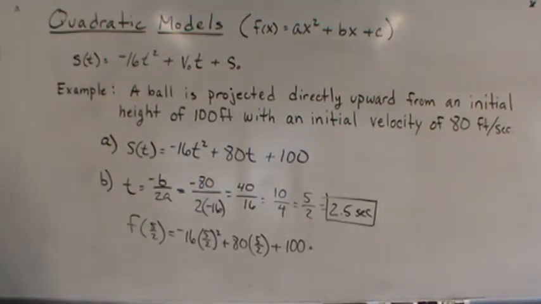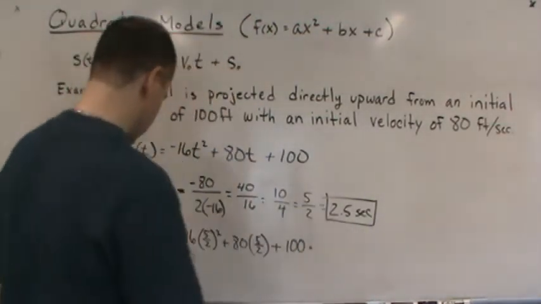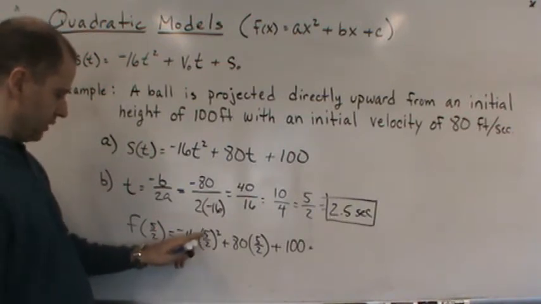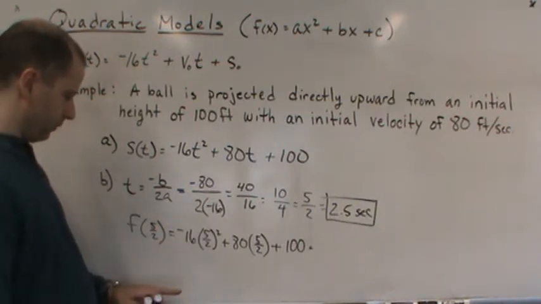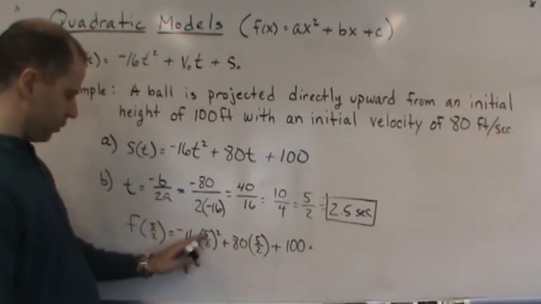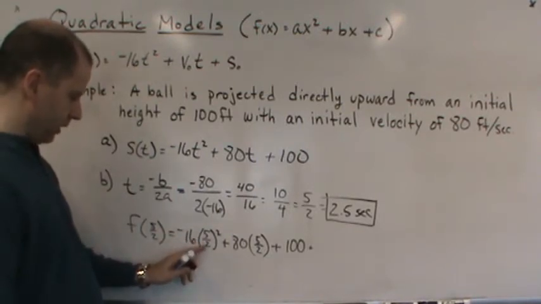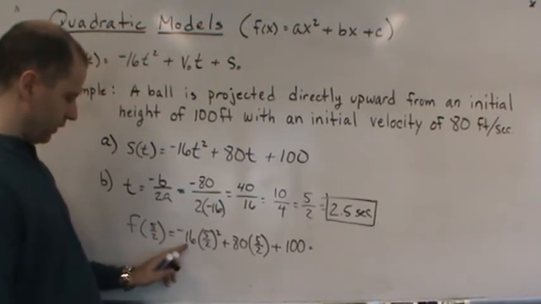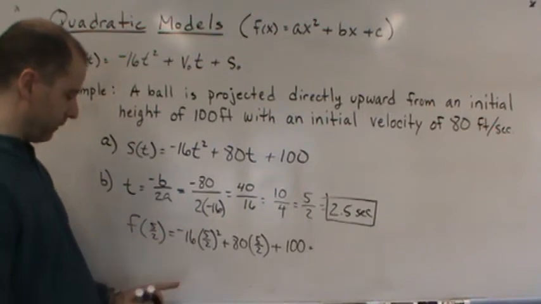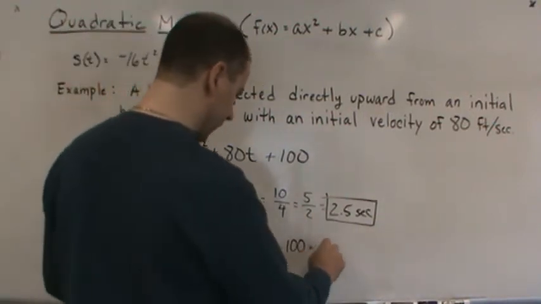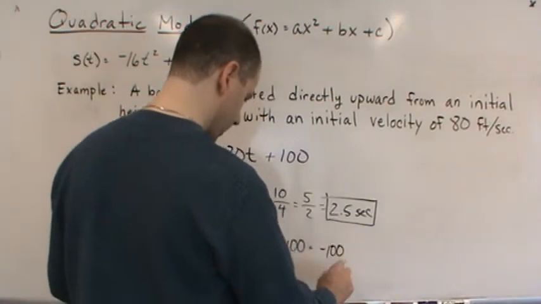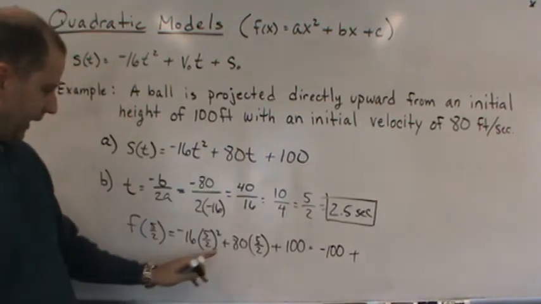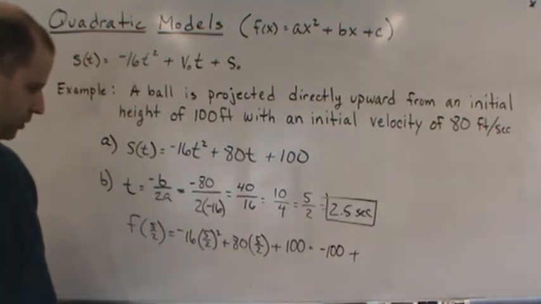Right? And so what do we get? Well, negative 16, so this is going to be negative 4 times, or this is 25 over 4. So 5 halves squared is 25 over 4. And so this is going to give us negative 4 times 25, which is going to give us negative 100. So negative 100 plus what? Well, this is 40 times 5, which is 200.